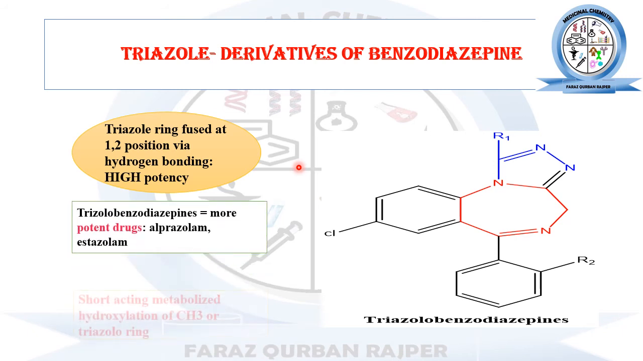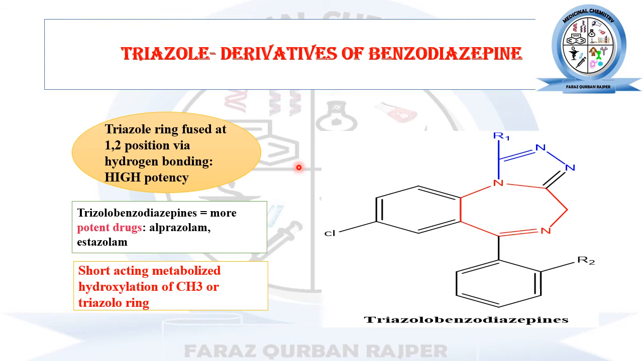These benzodiazepines are highly potent drugs and they usually have a shorter duration of action, and they are rapidly metabolized by alpha hydroxylation of the methyl group that is present at the triazole ring site. This triazole ring is fused with the diazepine ring at the 1 and 2 site by hydrogen bond interaction.